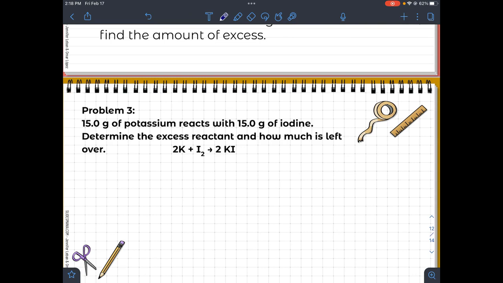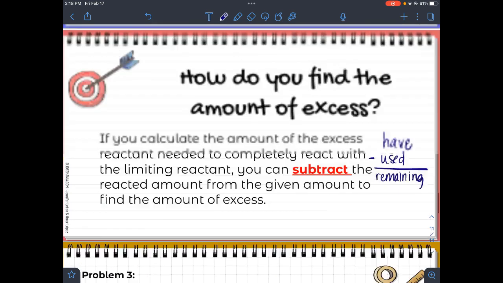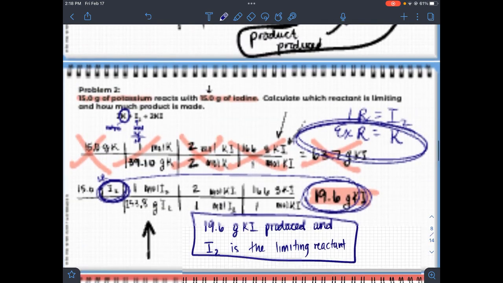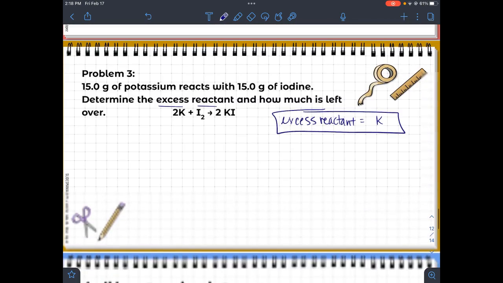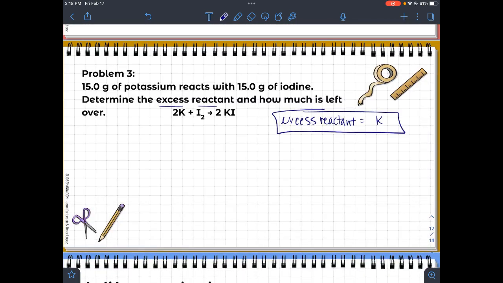So the first part of the question is, what was the excess reactant? So we can say that the excess reactant was potassium because the iodine was the limiting reactant, so potassium was the excess reactant.